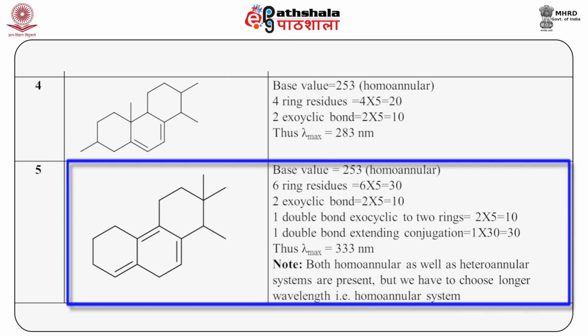One double bond which is exocyclic to two rings will have a value of 10 nanometers. The double bond extending conjugation is the additional factor in this entry. It will add a value of 30 nanometers. Thus, adding up all these values, we will get a value of 333 nanometers.